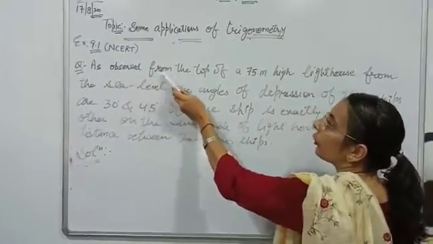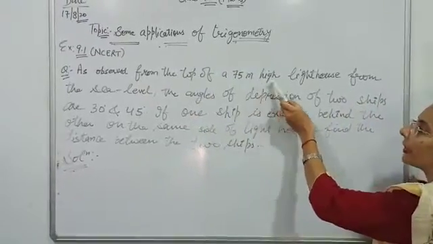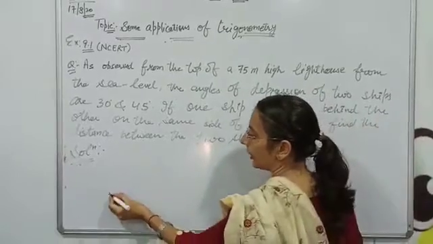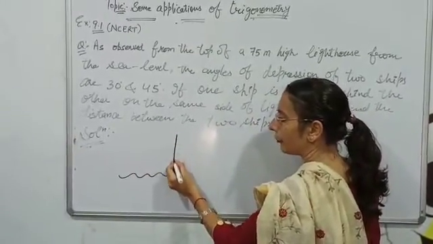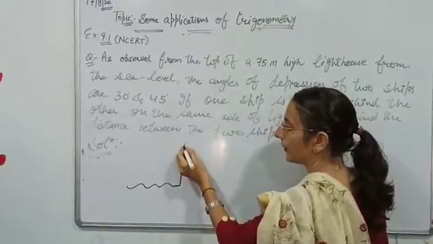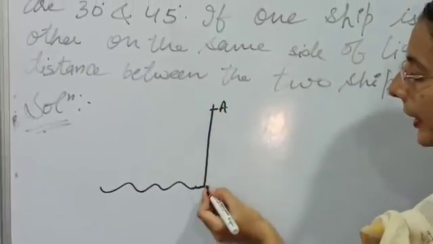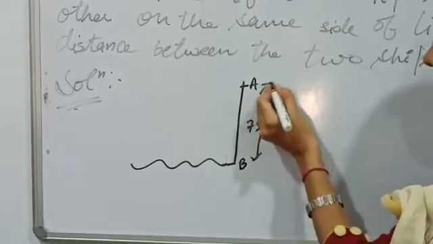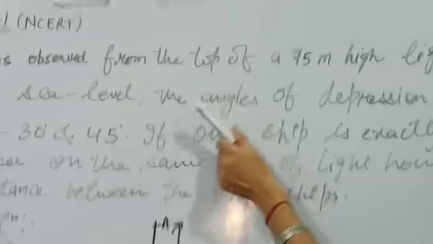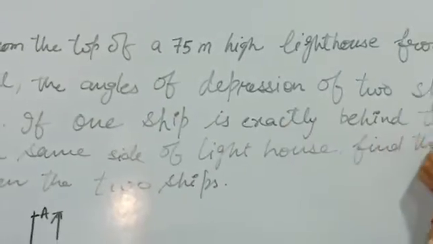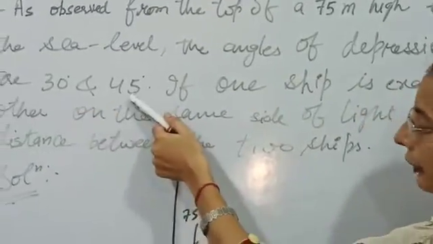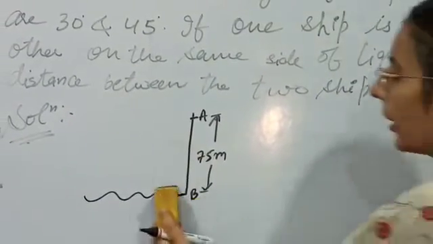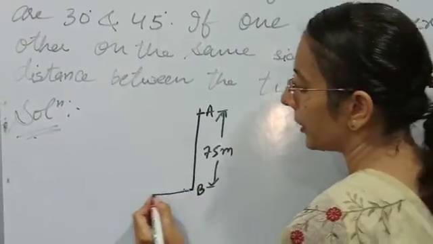As observed from the top of a 75 meter high lighthouse from the sea level, there is a sea level and a height of 75 meters. Let this one be AB, the 75 meter high lighthouse. The angles of depression of two ships are 30 degree and 45 degree. This sea level I am taking as the horizontal line. So the angle of depression is given.